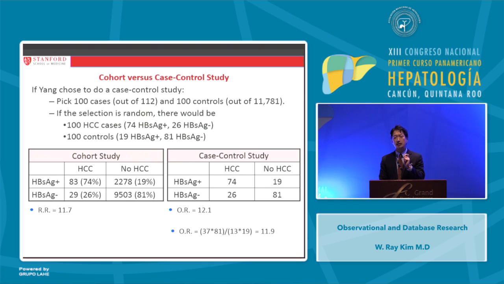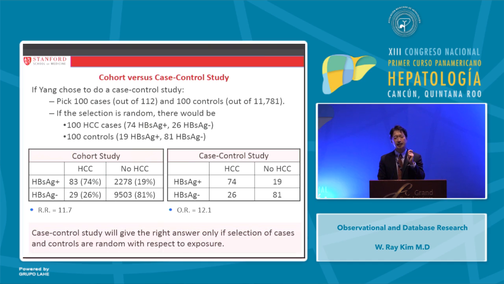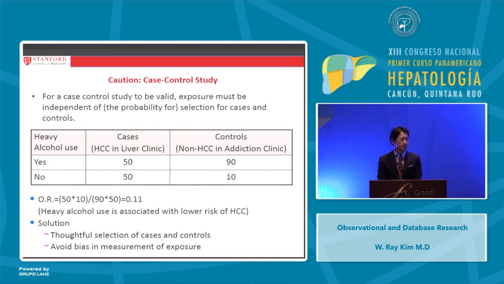So case control study is easier to do, but you need to think more carefully whether your controls are selected correctly. A case control study will give the right answer only if selection of cases and controls are random with regard to exposure. So remember that.